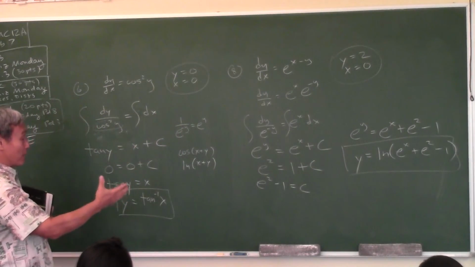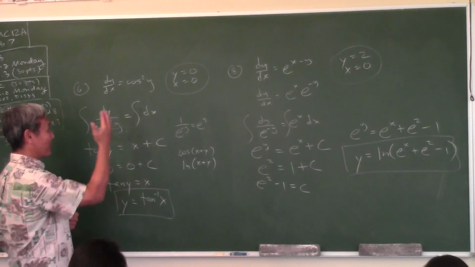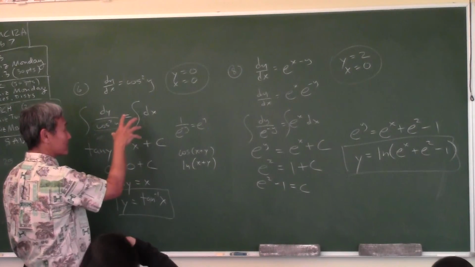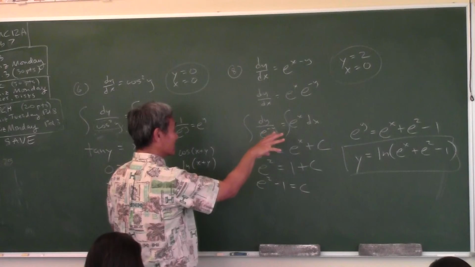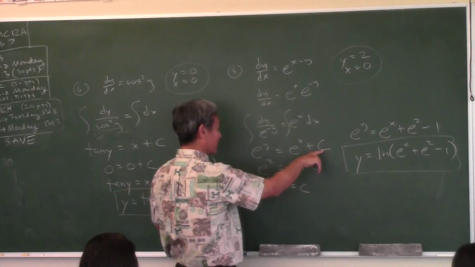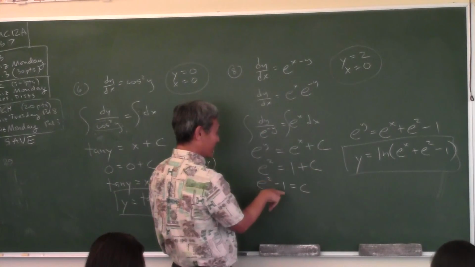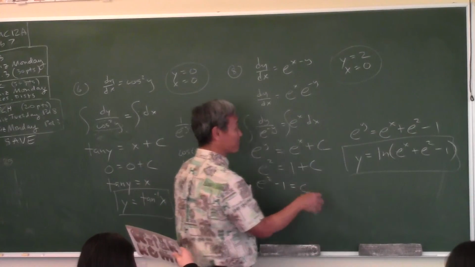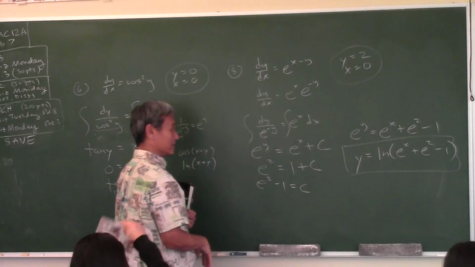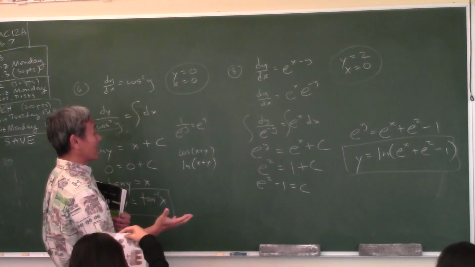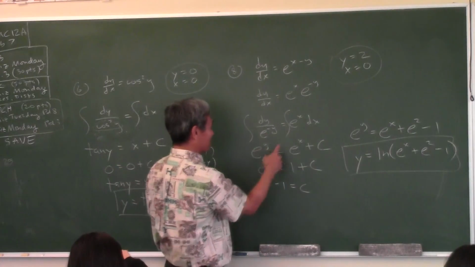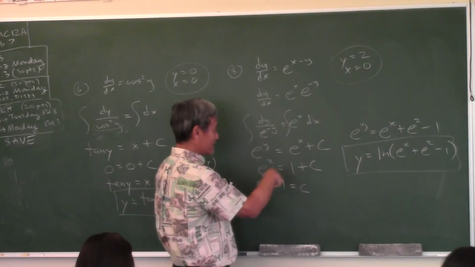So every single problem is the same thing. Just follow the steps. Separate the variables, integrate both sides, mush the 2 c's together, plug in the initial conditions to figure out c, and then the last step, solve for y. There's actually only one step involving calculus. That's when you actually do the integral right here. All the rest is just algebra.